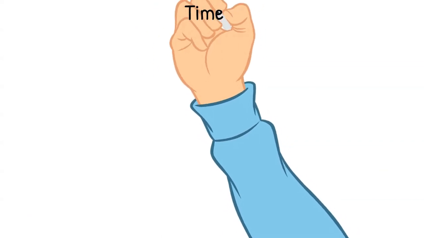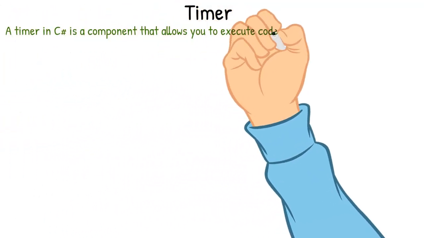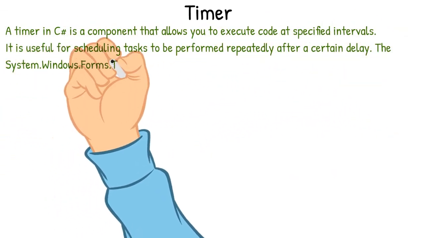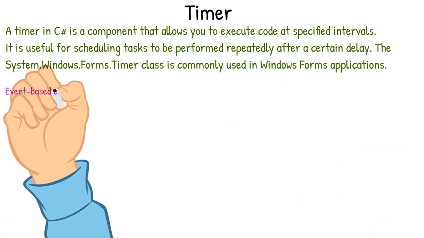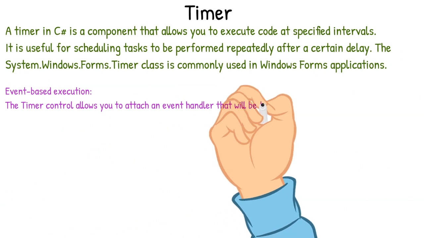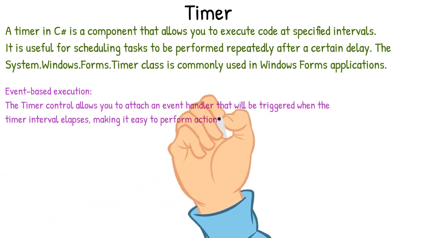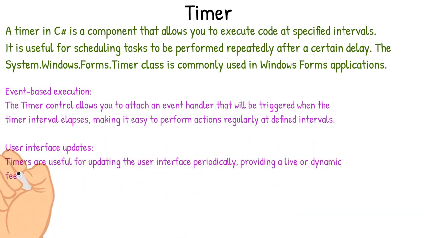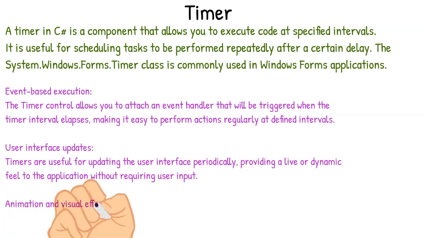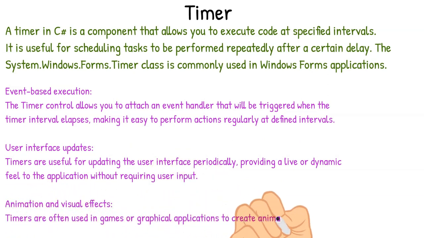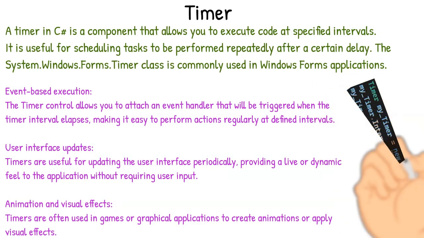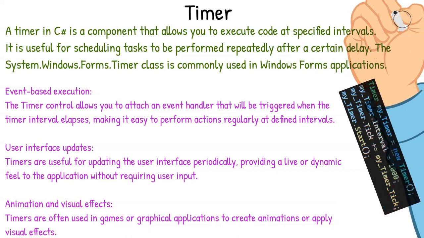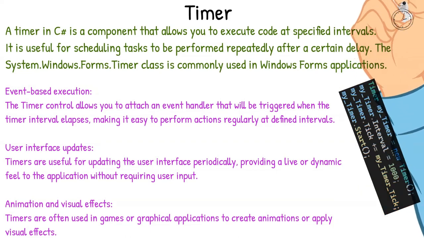A timer in C# is a component that allows you to execute code at specified intervals. It is useful for scheduling tasks to be performed repeatedly after a certain delay. The System Windows Forms Timer class is commonly used in Windows Forms applications. Event-based execution. The timer control allows you to attach an event handler that will be triggered when the timer interval elapses, making it easy to perform actions regularly at defined intervals. User interface updates. Timers are useful for updating the user interface periodically, providing a live or dynamic feel to the application without requiring user input. Animation and visual effects. Timers are often used in games or graphical applications to create animations or apply visual effects.